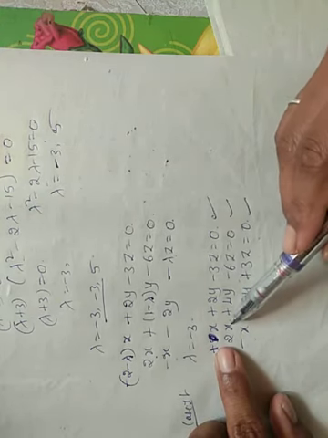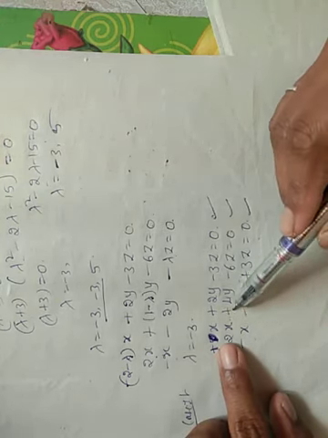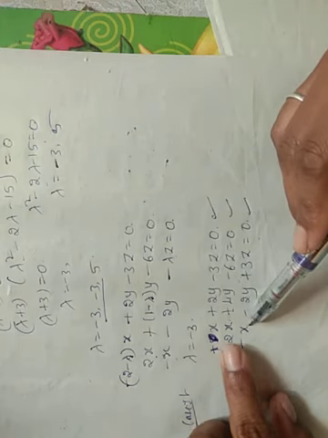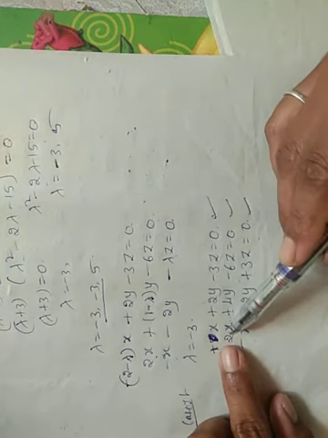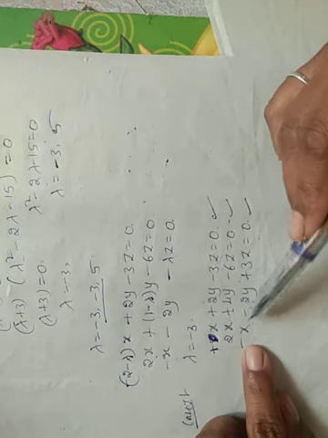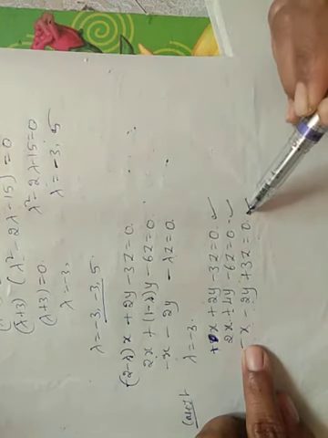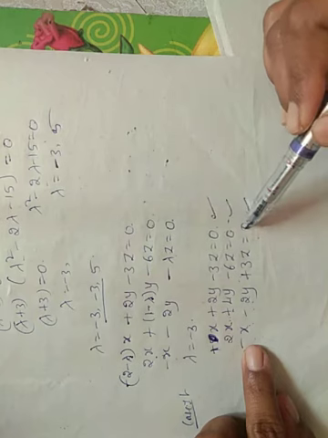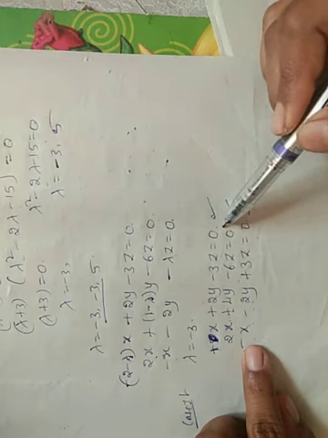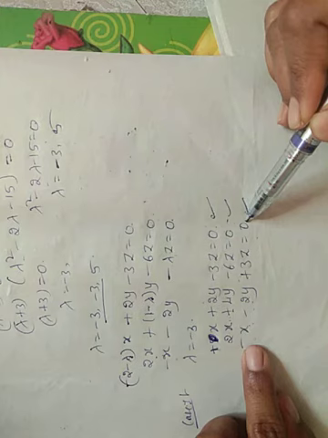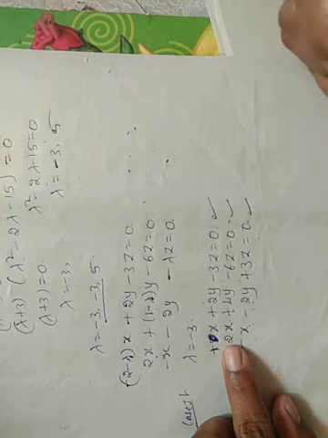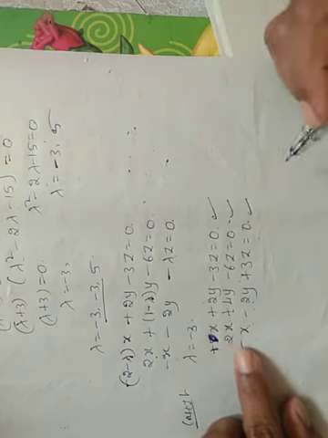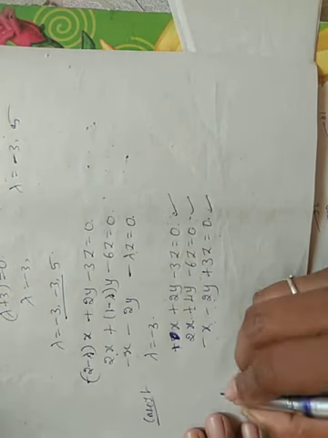If I take the 2 common here, is it equal to the first equation? If I take the minus sign common here, is it equal to the first equation? Means when I take the 2 common outside, and take the minus sign common and send it to the RHS side, then all the three equations are equal. So all the three equations are dependent on each other. Means we have only one independent equation.